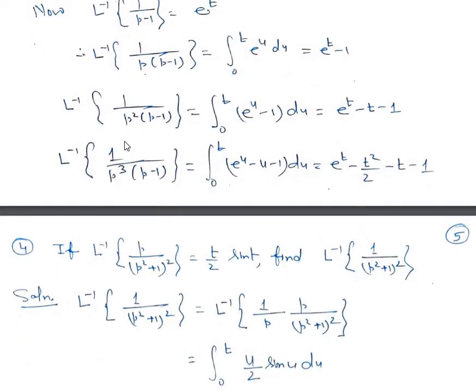And finally, once again dividing by p, we have L inverse of 1 upon p cube into p minus 1, which is 0 to t e to the power u minus 1 du, which is e to the power t minus t square upon 2 minus t minus 1.